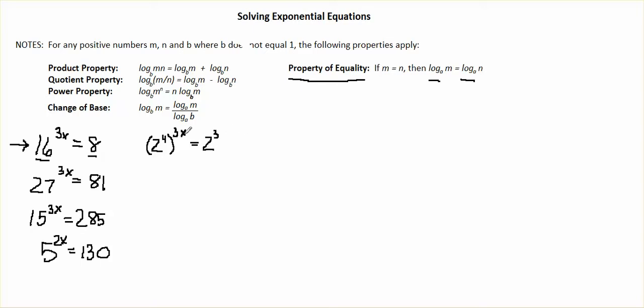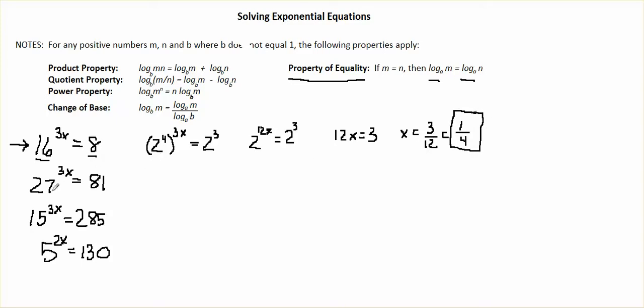So remember, when you raise a power to a power, we multiply our exponents. So 4 times 3x is 12x, and that equals 2 to the 3rd power. And then the only way these two things can be equal is if both exponents are equal. So I'm going to set both of these exponents equal to each other and solve for x. 12x equals 3, so x equals 3/12, or if we reduce that, x equals 1/4. And that's the answer to this exponential equation.